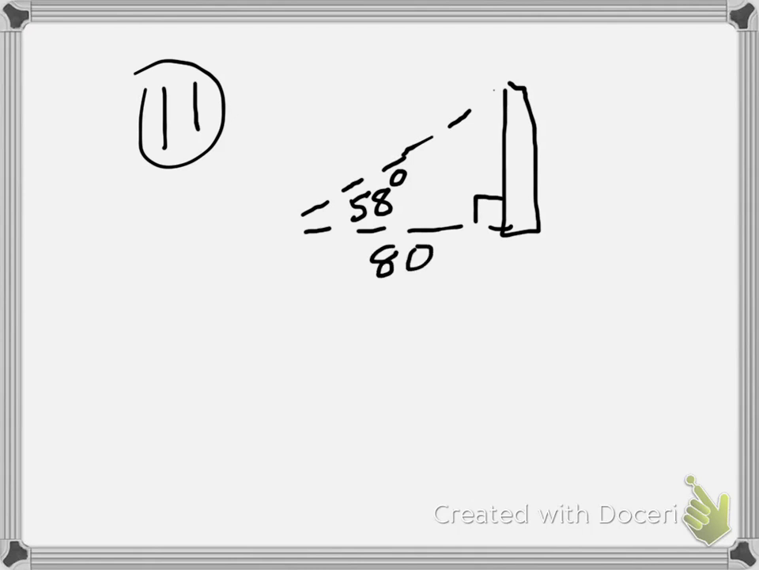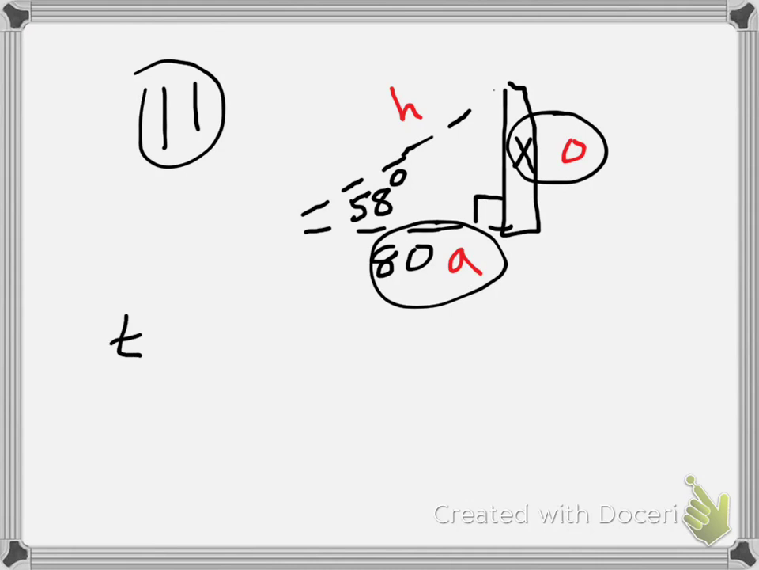So our 80 is going to be over here. And we want to figure out how tall is the screen, which means our x is going to be over here. So again, the first thing we want to do is go through and label our sides. So there's my opposite, hypotenuse, and adjacent. So in this particular problem, we're dealing with an opposite and an adjacent. So that means we're dealing with tangent.